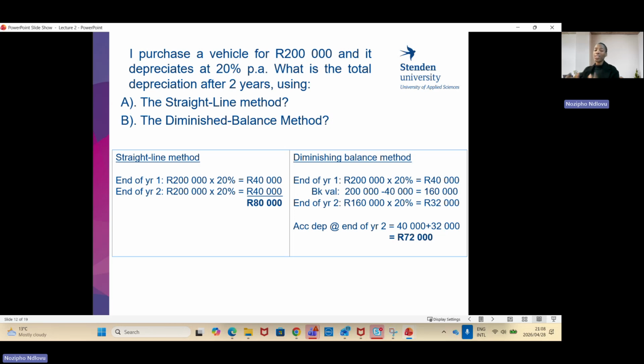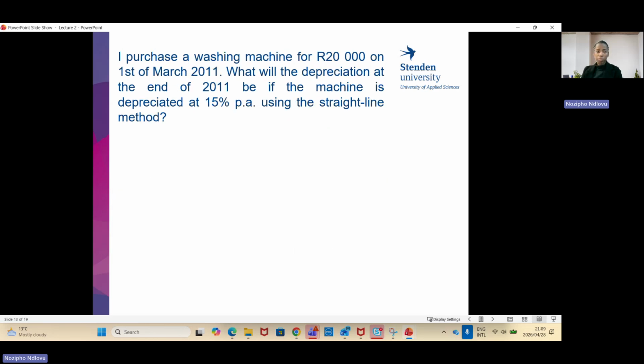The question was not what is the book value. The question is what is the depreciation after year 2? How much has this particular item depreciated by? At this point, year 1, it was 40, and then plus 40 gave you 80. And then year 2, it has depreciated by 40,000 the first year, and the second year it depreciated by 32, which eventually gives you a 72.